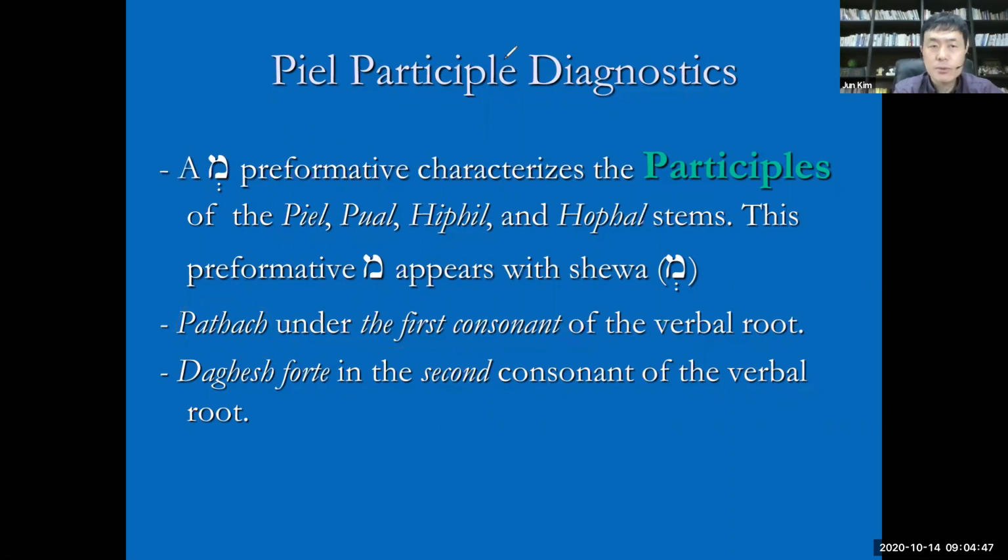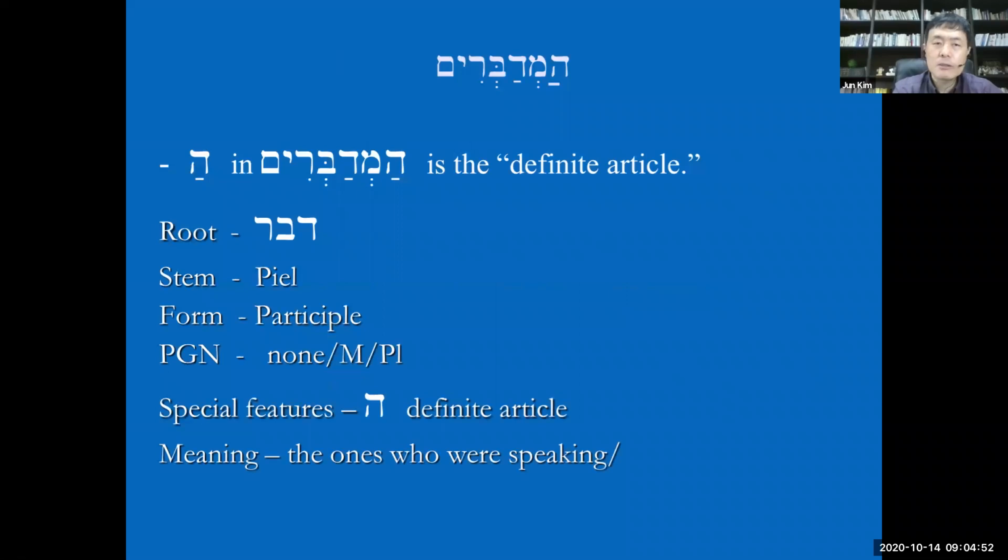Let's go to the next slide. So we are done with this, the participle, masculine plural, with the definite article, he. And one more time, you are not supposed to put the preformative he or mem, okay?